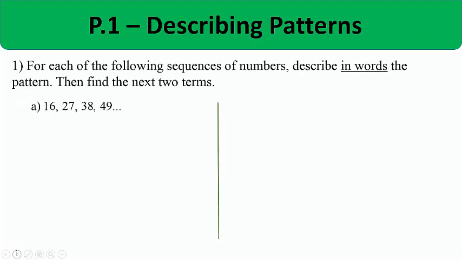First pattern we have here, 16, 27, 38, and 49, we want to describe in words the pattern that we see. Then find the next two terms. So if we look here, 16 to 27, 27 to 38, we can see pretty quickly that to find each following term, we add 11. So what is the pattern? Well, we start with 16, then add 11 to each term.